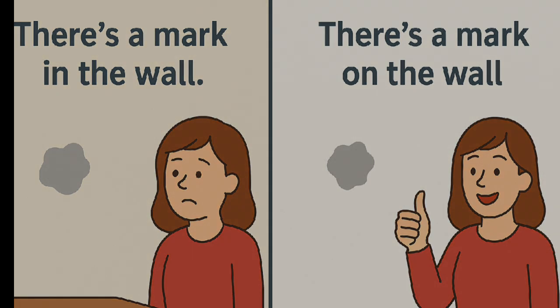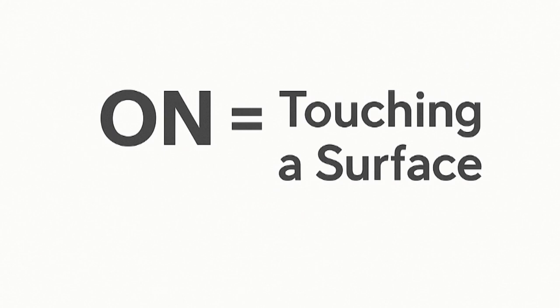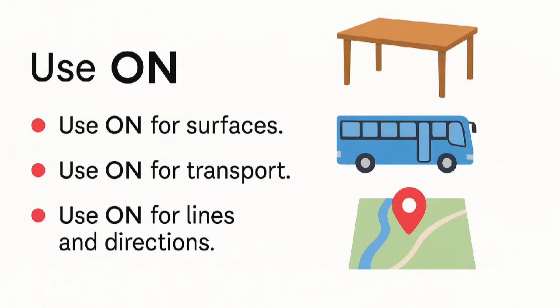Here's an easy way to remember it. On means touching a surface. If something rests, sits, or moves along the top or side of something, use on. Let's recap. Use on when something is on a surface, when you're talking about transport like a bus or train, and when something lies along a line, such as a road or river. On gives a clear sense of connection or contact.